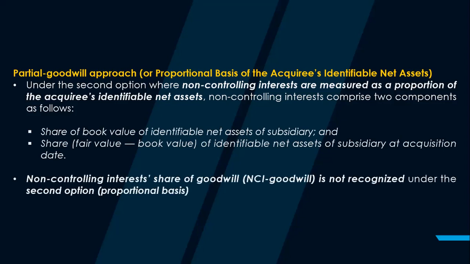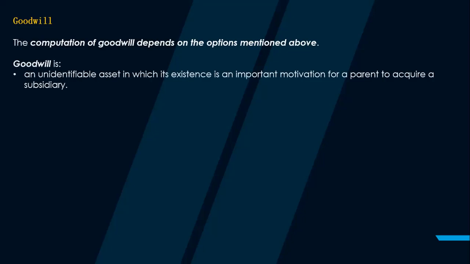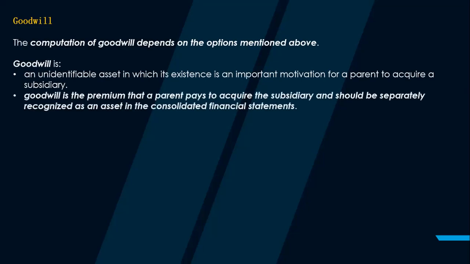Non-controlling interest, share of goodwill. Non-controlling interest, goodwill is not recognized under the second option or proportional basis. Now, goodwill. The computation of goodwill depends on the options mentioned. Goodwill is an identifiable asset in which its existence is an important motivation for a parent to acquire a subsidiary.